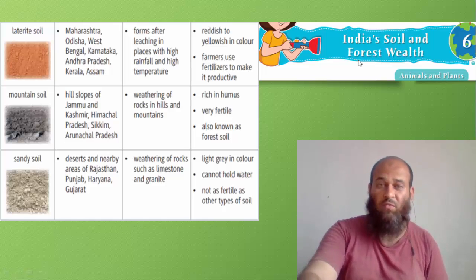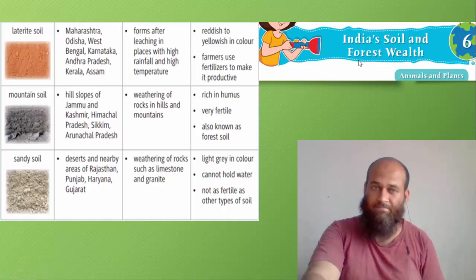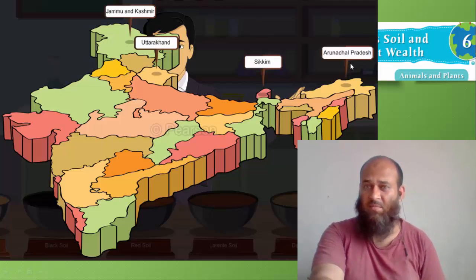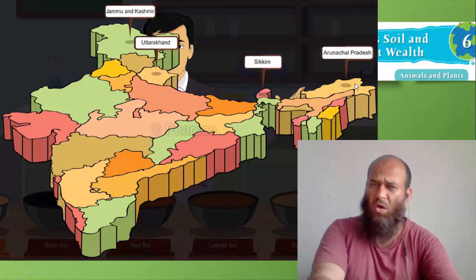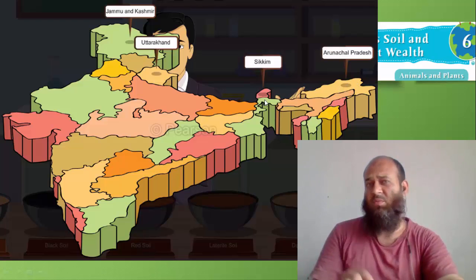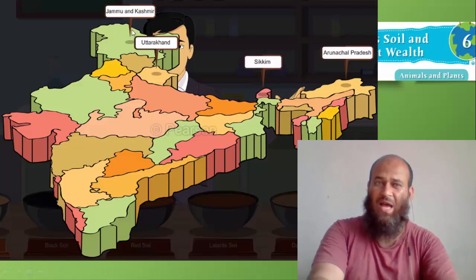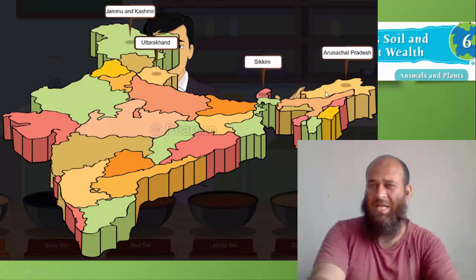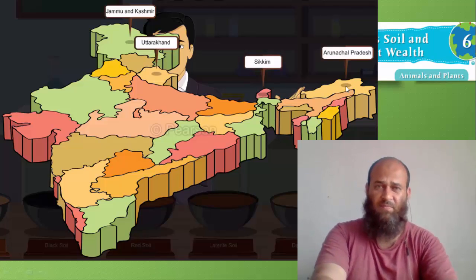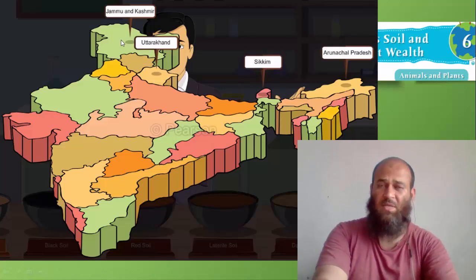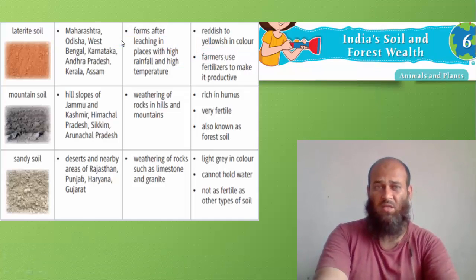Where do you find mountainous soil? Yes, you find it in Jammu Kashmir, Uttarakhand, Sikkim, Arunachal Pradesh. All these regions, if you remember your previous lesson, northern mountains. So you have a continuous belt of mountains over here. So this is a very important region for forests because of mountainous soil.